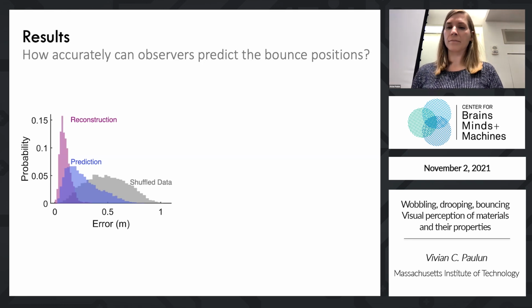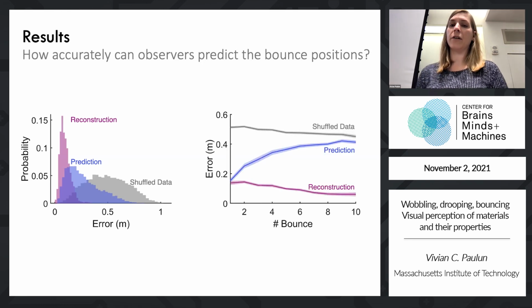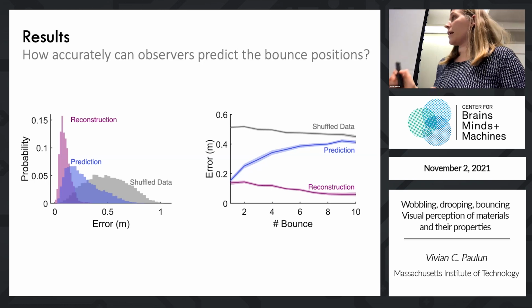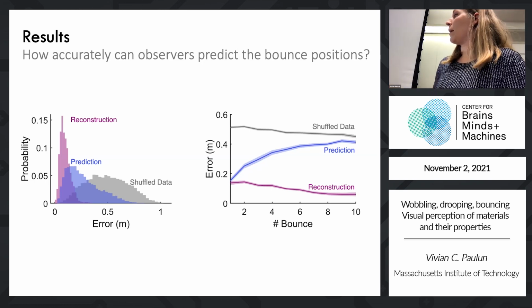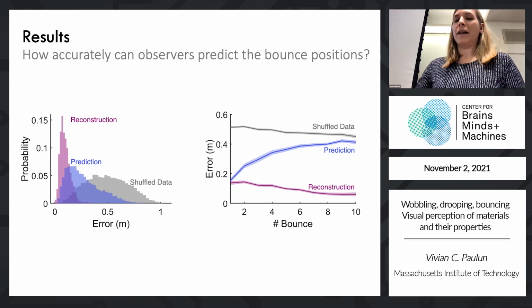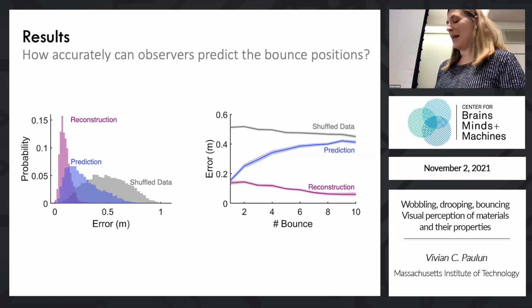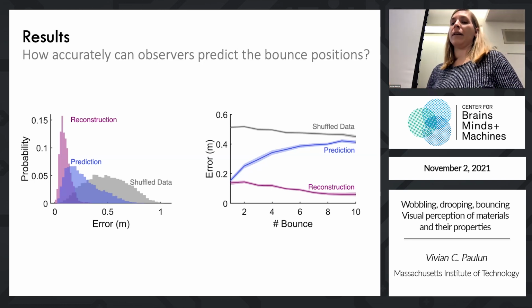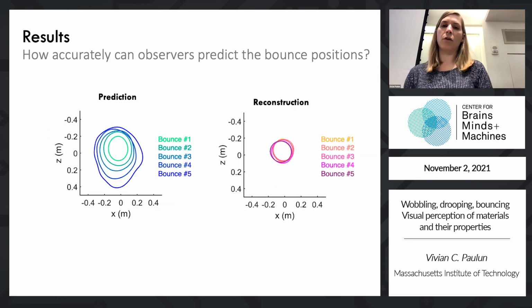And in the second plot here, I'm showing again the error, but now the size of the error depending on which bounce they have, or the number of consecutive bounces that they have to predict. And this increases in the prediction trial. So the errors get larger the further you have to predict into the future. If that makes sense.